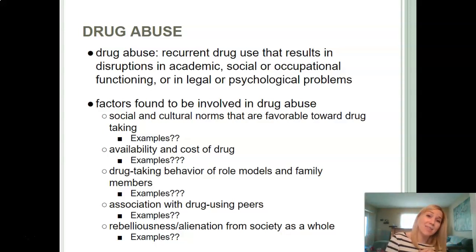The availability and the cost of the drug matters too. Before, it was perfectly acceptable and legal for people at 18 to get cigarettes and e-cigs and vaping materials. You can't do that now. It's got to be 21. And so as a result, that influences how a person can get their hands on that drug if they desire it. Role models and family members.